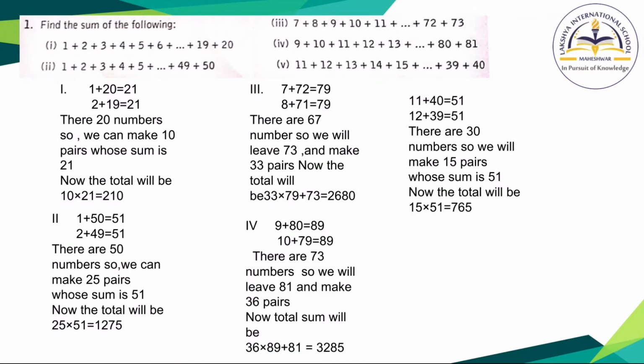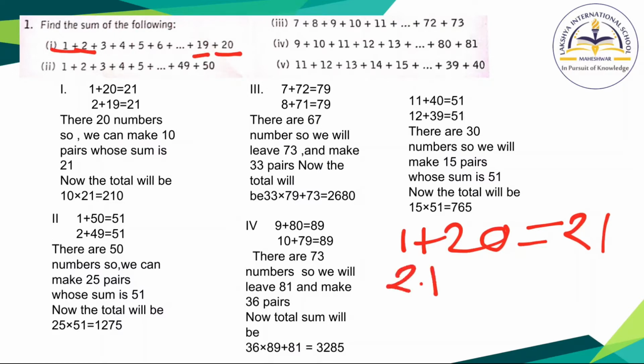Question number 1. Find the sum of the following. First, 1 plus 2 plus 3 plus 4 plus 5 plus 6 and so on up to 20. Here first we will find 1 plus 20. So what is 1 plus 20? It is 21. Now we will find 2 plus 19, which will be again 21. You can find 3 plus 18 also. It will also come 21.